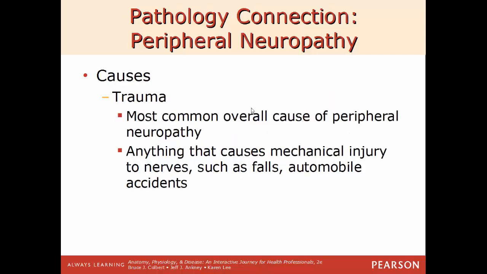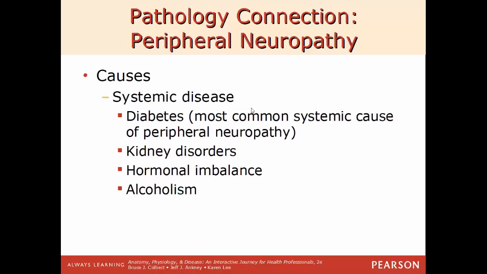Some causes of peripheral neuropathy could be due to trauma. This is the most common overall cause of peripheral neuropathy. Anything that can cause a mechanical injury to nerves, such as a fall or a break or an automobile accident, can cause damage to the nerves themselves. It can also be caused by systemic diseases, such as diabetes. Most common systemic cause of peripheral neuropathy.